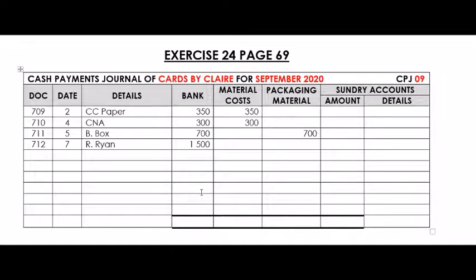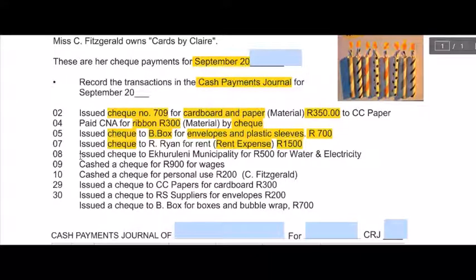So you have to write the amount in the amounts column. And you have to specify that it was for rent expense. It's very important that you write the word expense there. Don't just write rent. The next transaction was on the 8th.